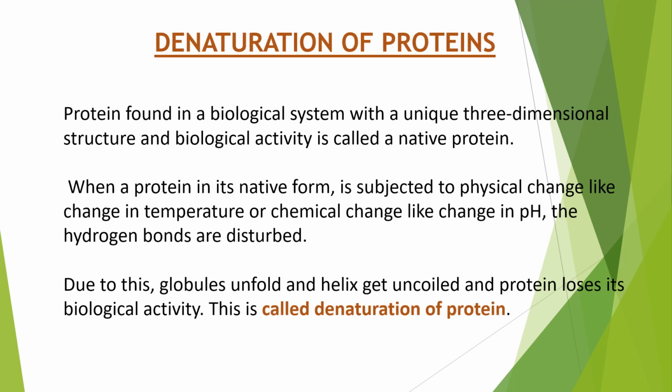So what happens is, proteins are found in biological systems with a unique three-dimensional structure and biological activity. This is called a native protein. When a protein in its native form is subjected to a physical change like change in temperature or a chemical change like change in pH, the hydrogen bonds are disturbed. Due to this, globules unfold and helix gets uncoiled and protein loses its biological activity. This is called denaturation of protein.